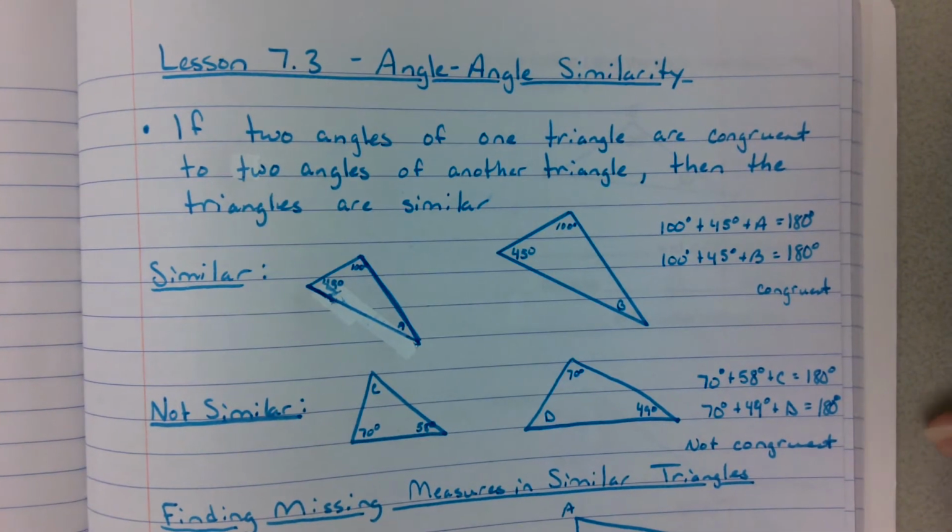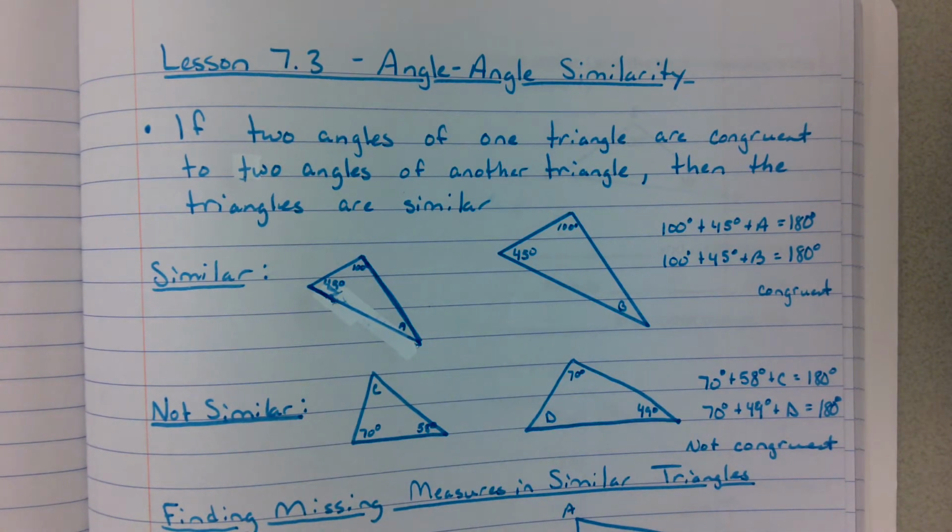Hello, everybody. Today we're going to be looking at lesson 7.3, and that is angle-angle similarity. What that states is if two angles of one triangle are congruent, or the same, as two angles of another triangle, then those two triangles are similar.